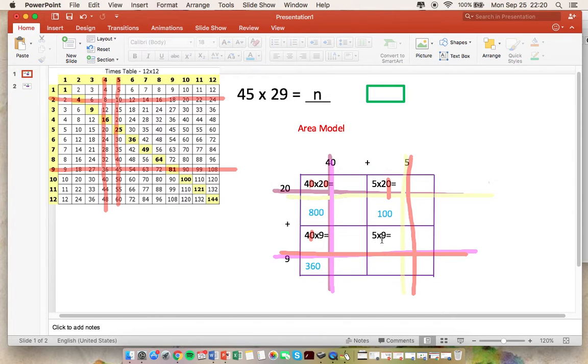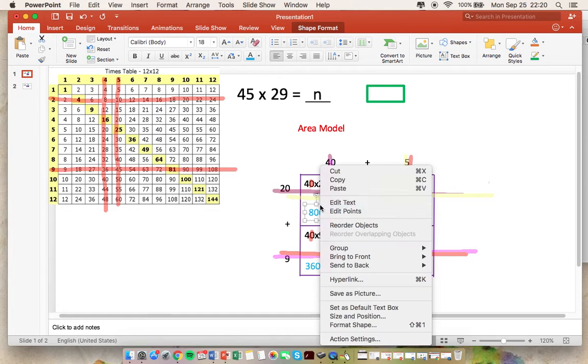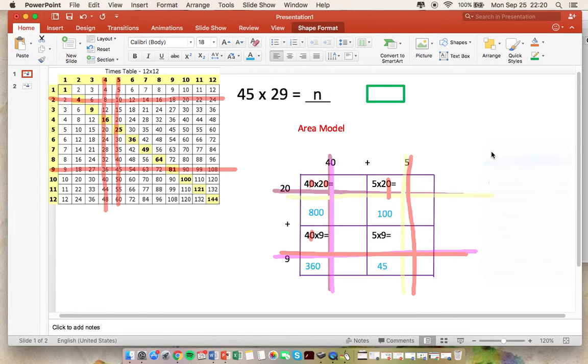And right here, we have 5 times 9. So again, we can come right over here and we can find our 5. Straight down, and it looks like we already have a 9, so we can see 5 times 9 is 45. We can put 45 in here and make that blue so that all of our products stand out. Now we have 4 products here, and these are called partial products. So what we need to do is solve and find our total product. So we need to add all of our products together.